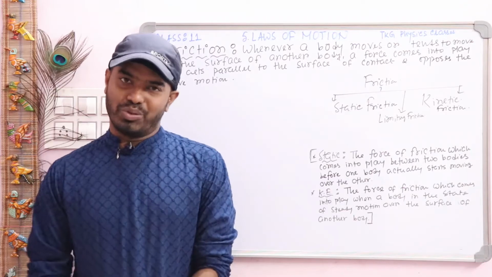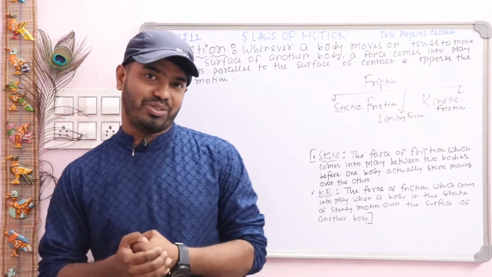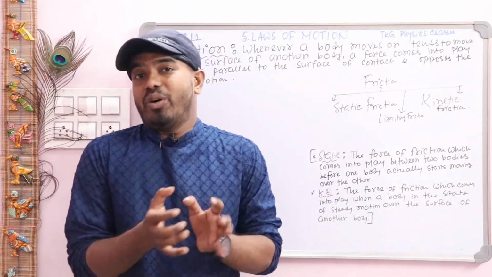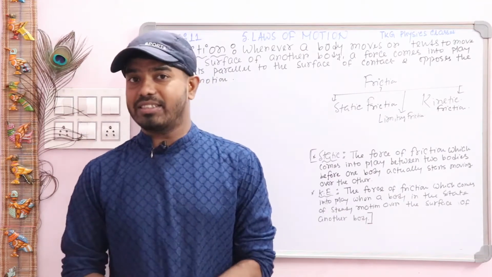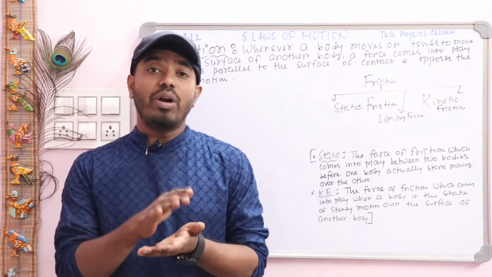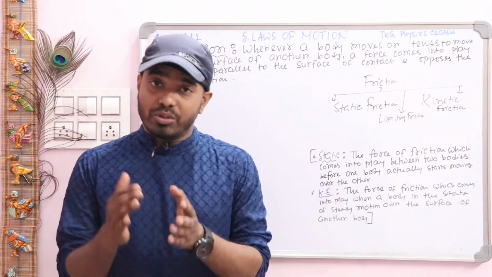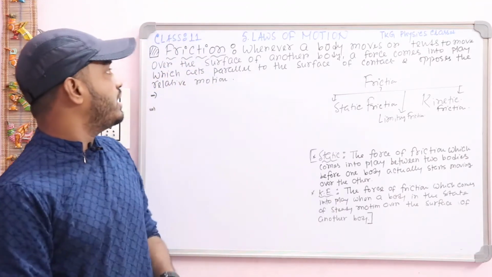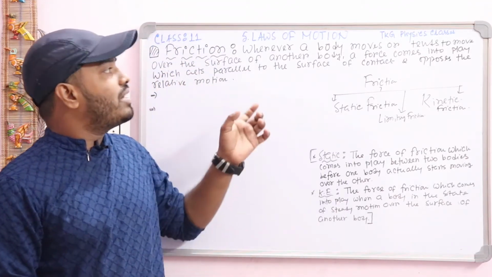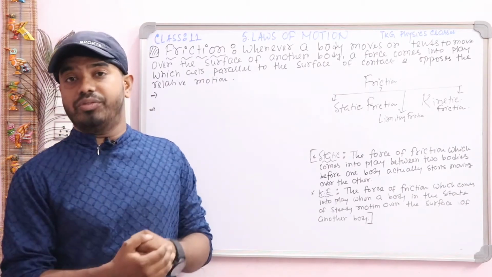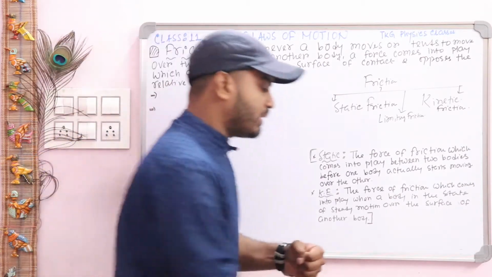At first you have to know the meaning of frictional force. Friction is a type of contact force. Friction arises when two bodies are in contact. So this is the definition of frictional force. You see, friction, that is whenever a body moves or tends to move. So the basic concept, write it.